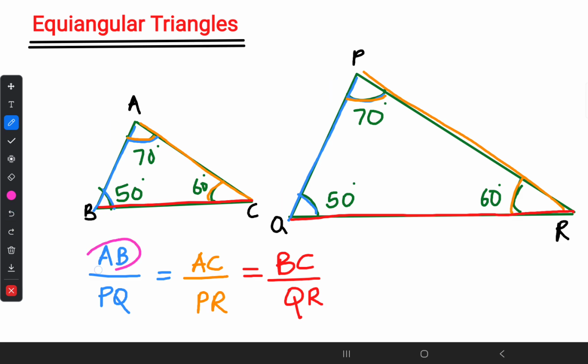The smaller triangle's side should be located in the numerator and the larger triangle's length should be denoted in the denominator. So this equals a constant value. Always this value is the same. In equiangular triangles, always these values are the same. We cannot predict whether it is 1 or 2 or 5, but all the ratios between the corresponding included sides are the same. That's all for the theorem.